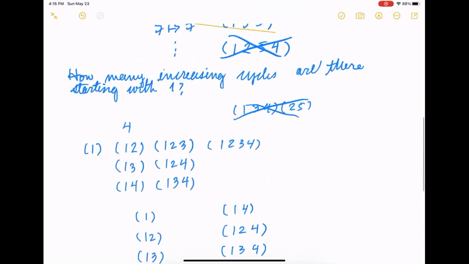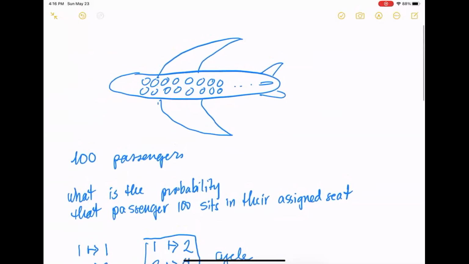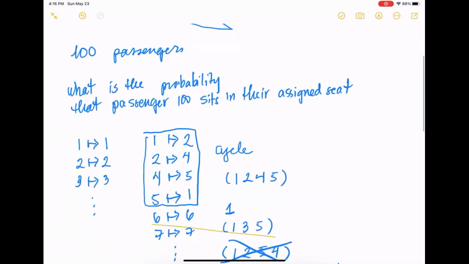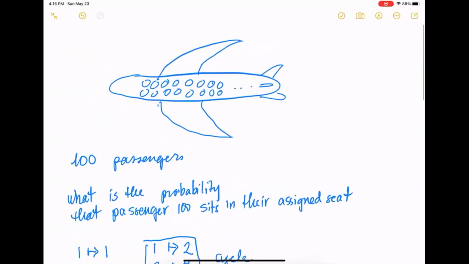And so if we continue this up to 100 seats, the cycles that contain 100 are going to be just the ones that don't contain 100, with 100 at the end. And so half of them contain 100 and half of them don't. So the probability is a half. 50%.